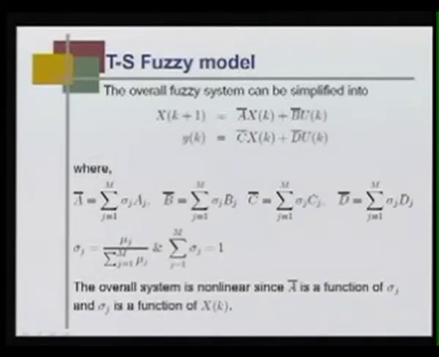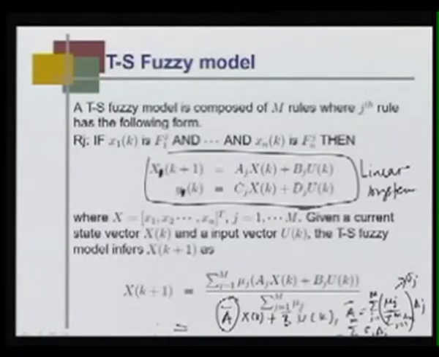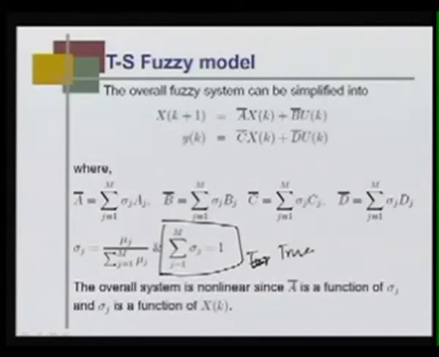x k plus 1 is a bar x k plus b bar u k, where a bar is sigma j a j, j equal to 1 to m. Similarly, b bar is sigma j b j, c bar is sigma j c j, d bar is sigma j d j, j equal to 1 to m, and I already defined what sigma j is before: mu j upon the total summation. And you must recognize, this is most important, that the sum of sigma j from 1 to m is always true: the total of sigma j has to be 1.